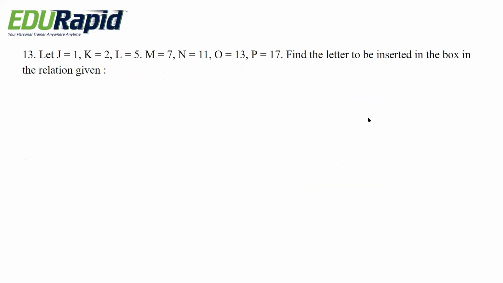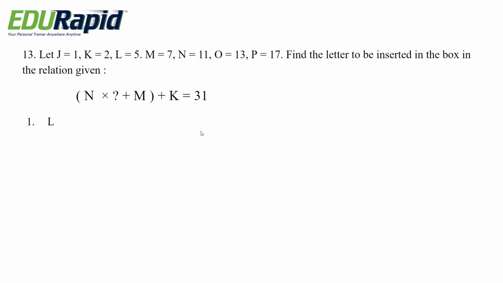Next question. Let J equals 1, K equals 2, L equals 5, M equals 7, N equals 11, O equals 13, and P equals 17. Find the letter to be inserted in the box in the given relation: bracket of N into question mark plus M plus K equals 31. Here you have to check which letter lies in this question mark so that it balances the equation. LHS equals RHS. LHS should become 31.